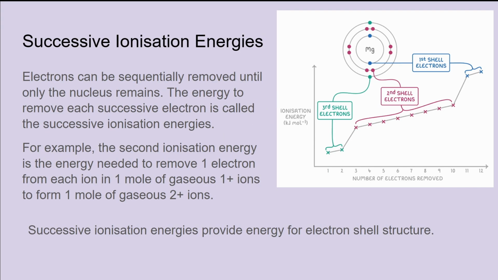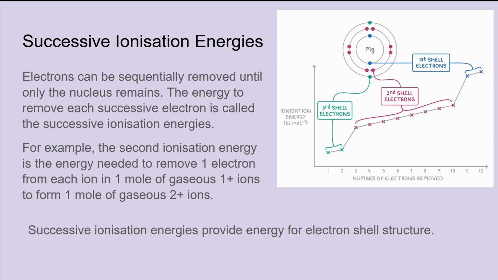So now I'm going to talk about successive ionization energies. And so electrons can be sequentially removed until only the nucleus remains. And the energy to remove each successive electron is called the successive ionization energies. So for example, the second ionization energy is the energy needed to remove one electron from each ion in 1 mole of gaseous 1+ ions to form 1 mole of gaseous 2+ ions. And successive ionization energies provide evidence for electron shell structure.